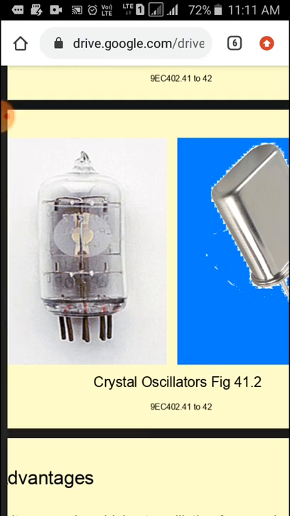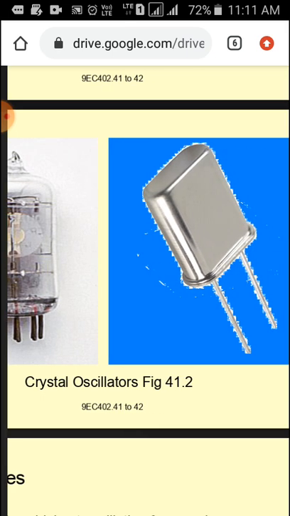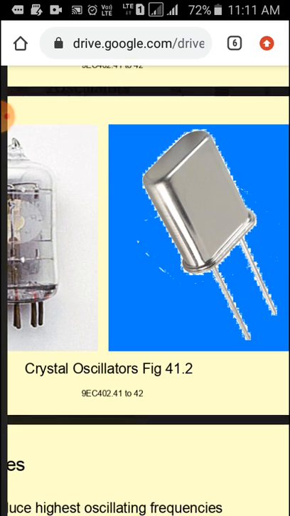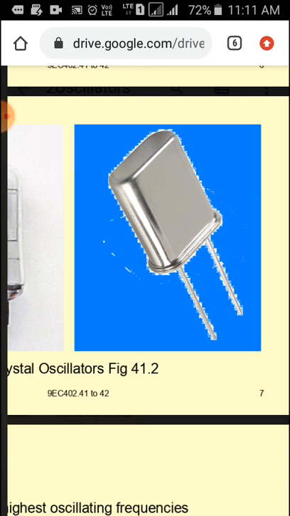In the figure shown, this is the crystal oscillator. It generates stable oscillations. Basically, the crystal oscillator is used wherever stable oscillations are required. It is used mainly because of stability.